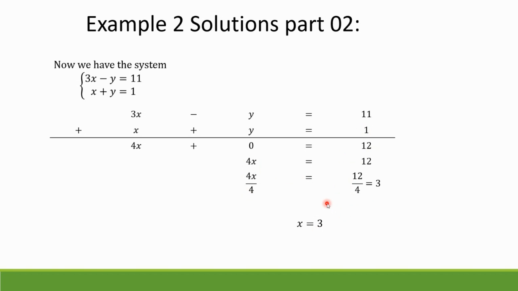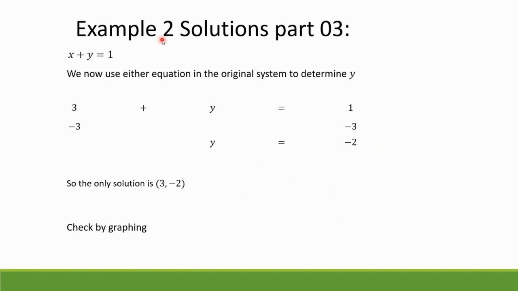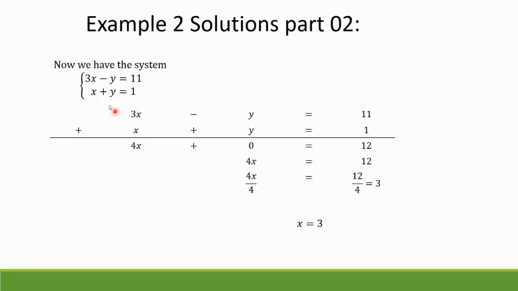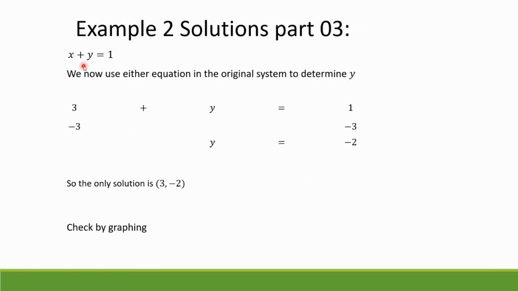Now, are we done? Well, no, because remember, we have to figure out what y is. We can use either equation. I'm going to use this one here, but really, you can use either equation. You just replace x by the number and calculate y. So I have x plus y equals 1. So I replace x by 3. y is what we're looking for, and we have 1. So we have 3 plus y is 1.